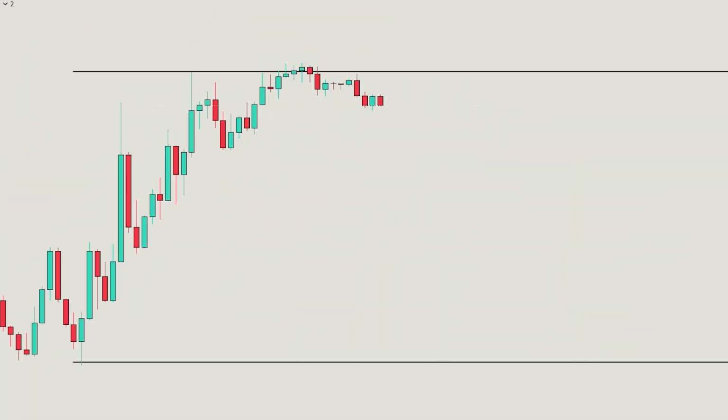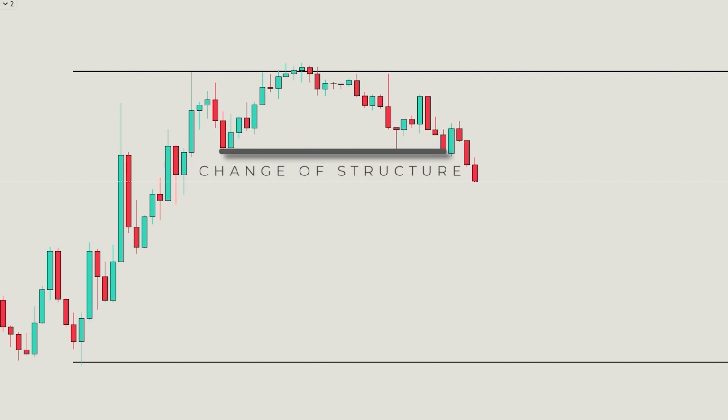Now, the task is to wait for confirmation of a reversal. It can be a change of structure on the lower time frame, the appearance of a reversal candle, or a series of candles with opposite dynamics. As soon as a signal appears, you can look for an entry point inside the candle range on a pullback with a clear stop outside the candle range.